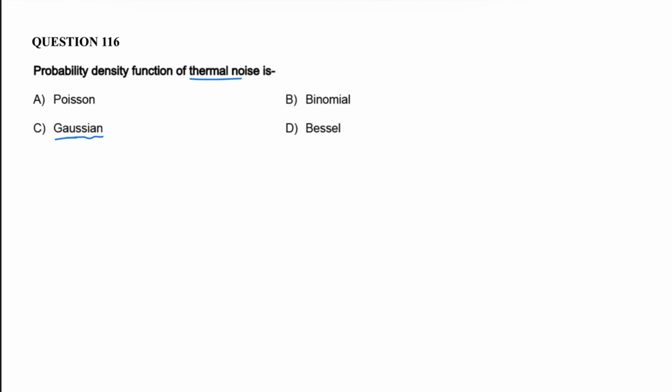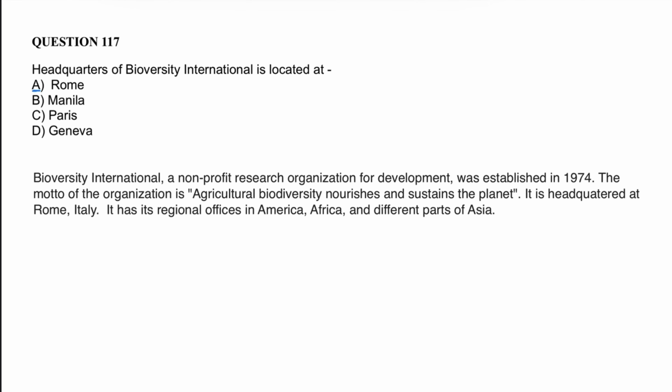Next question. The headquarters of Biodiversity International is located at Rome. Biodiversity International, a non-profit research organization for development, was established in 1974. The motto of the organization is agricultural biodiversity nourishes and sustains the planet. Its headquarters is at Rome, Italy, with regional offices in America, Africa, and different parts of Asia. So the correct option is A.